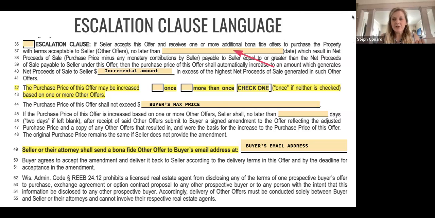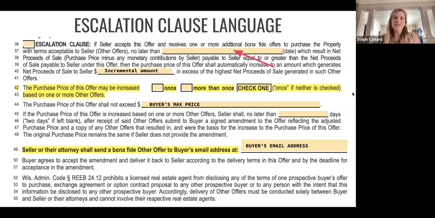So I'll just go right into the language. If seller accepts this offer and receives 1 or more additional bona fide offers to purchase the property with terms acceptable to the seller, no later than, and you're going to include here the date, the last possible day that they can consider this offer to get bumped. So I worded that very strangely. I'm going to acknowledge that.